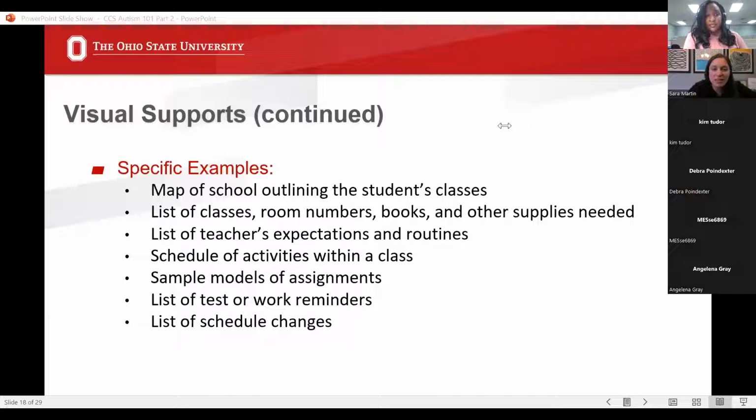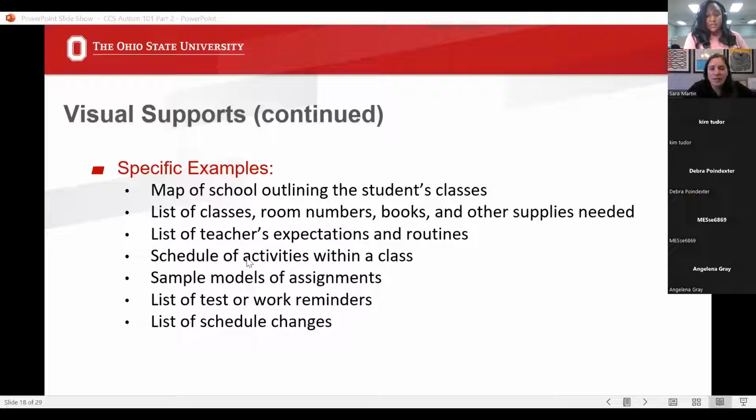Having a list of classes, room numbers, books, and other supplies that they need. Again, some of those middle and high school students may need to bring things throughout their day, or really just any student who may need to be going to different room numbers in classrooms and bringing different things with them, having a visual available so that they know what to expect and what to bring with them can be helpful. Having a list of the expectations and routines available in each classroom can be helpful.